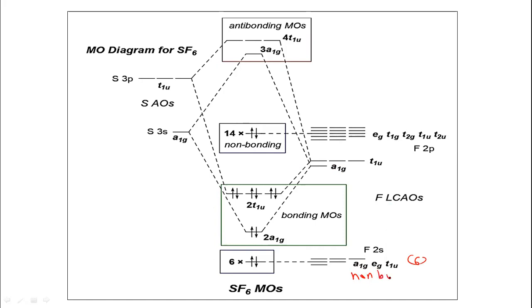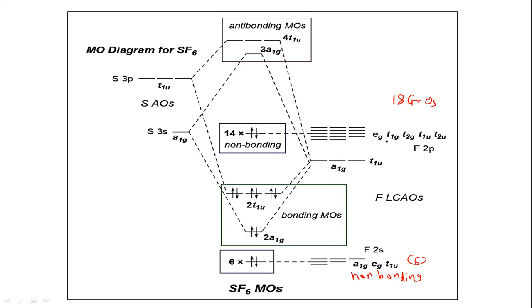Previously we explained this. They remain as non-bonding. See now, these are 18 group orbitals here. Out of the 18 group orbitals, A1G and T1U are involved in the bonding because the same symmetry orbitals are available here.